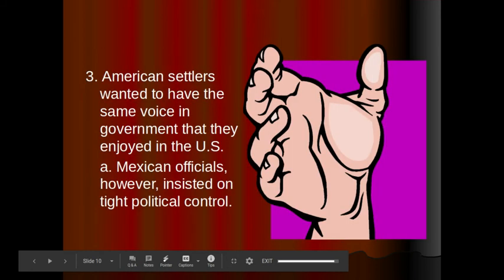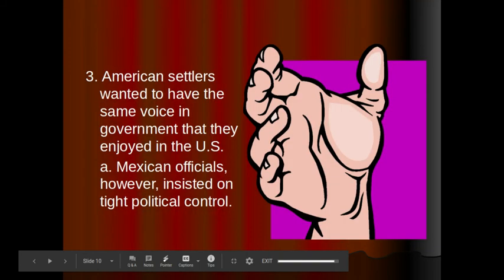So American settlers wanted to have the same voice in government that they enjoyed in the US, having those political freedoms, freedom of press, speech, religion, having the ability to own slaves at this point, especially if they resided in the South. So Mexican officials, however, insisted on tight political control. So political control in Mexico looked.